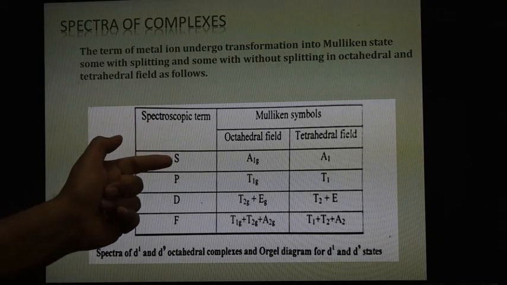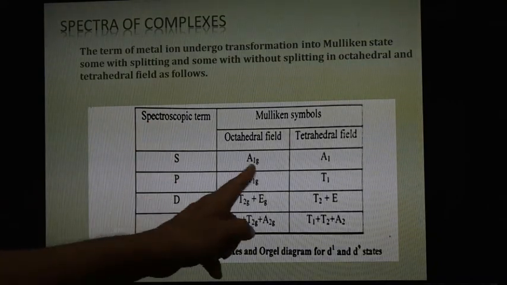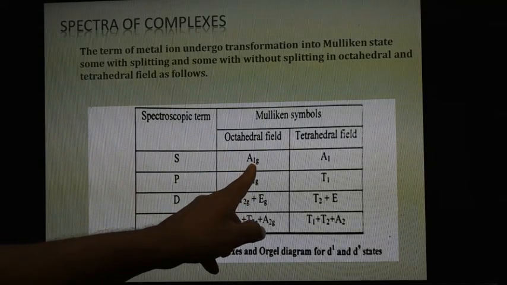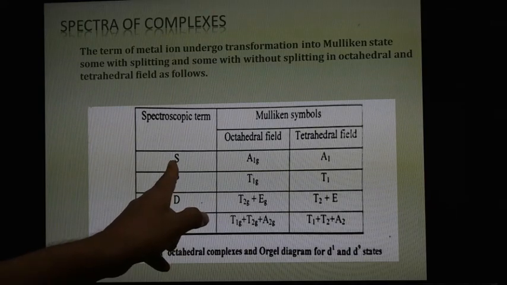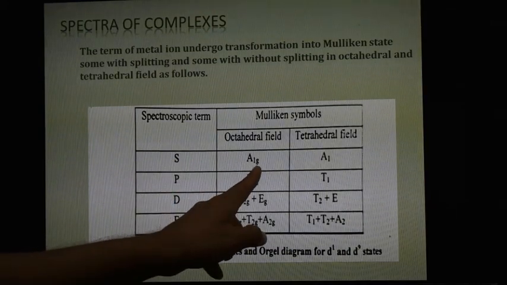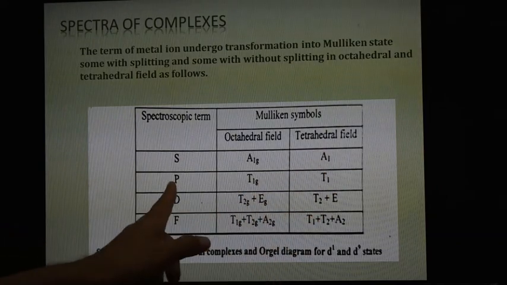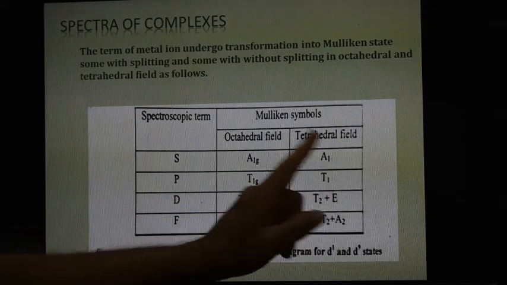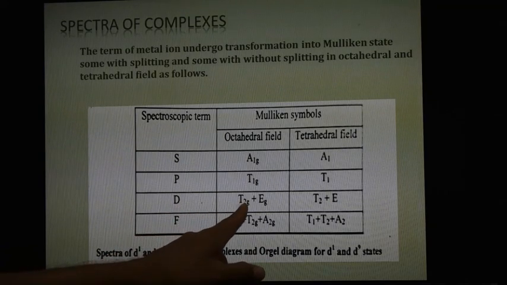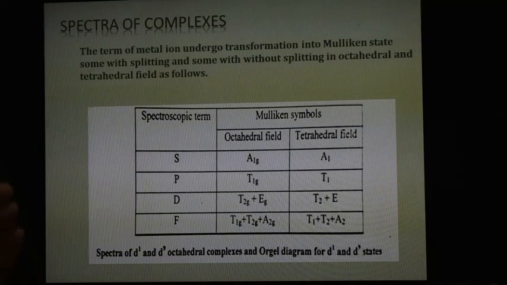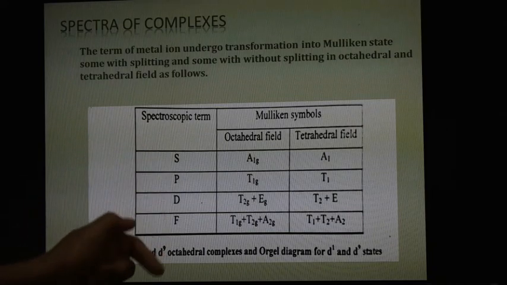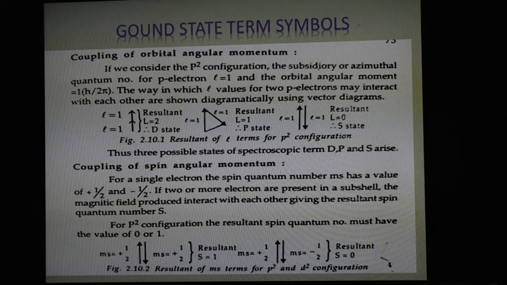These are the spectroscopic terms S, P, D, F, and in the octahedral field they are represented as follows. The S term is A1g; in the tetrahedral case, only A1. For P, T1g, and here T1. For D, T2g and Eg, and here only T2 and E. In this way F also. So these are the symbols used for the different spectroscopic terms S, P, D, F in octahedral and also tetrahedral fields.